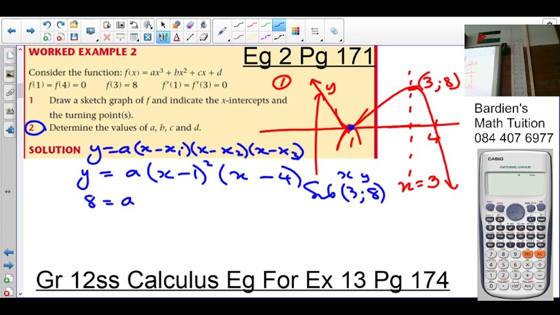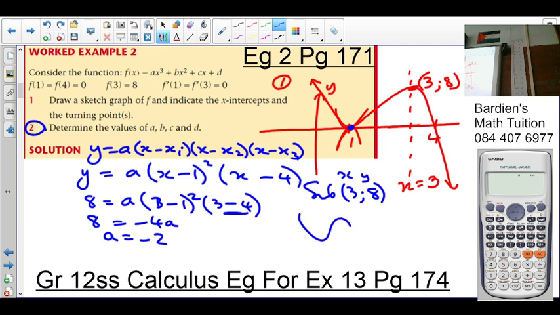8 is equal to a into 3 minus 1 squared into 3 minus 4. So 3 minus 1 is 2. 2 squared is 4. 4 times negative 1 is negative 4. So negative 4a is equal to 8. So a is equal to negative 2. Can you see this graph is first coming down then up? Can you see that? And hence it explains your a value being negative.